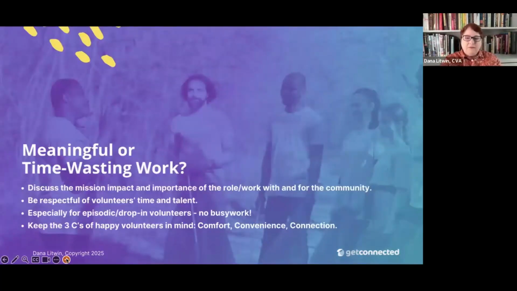And again, meaningful work or time-wasting work. You want people to understand the mission impact and the importance of the role and the work that they're doing with and for the community. Be respectful of volunteers' time and talent. Don't have them standing around waiting for something, especially an episodic or drop-in group like a corporate group. We know the difference between busy work and not busy work. And again, keep the 3 C's of happy volunteers in mind: comfort, convenience, and connection.